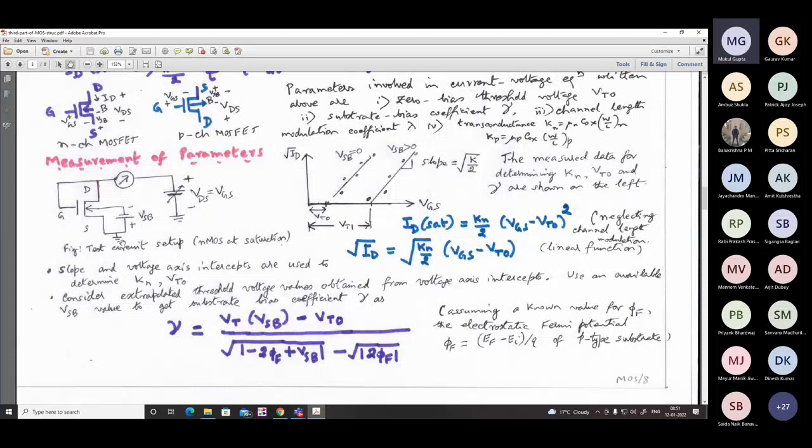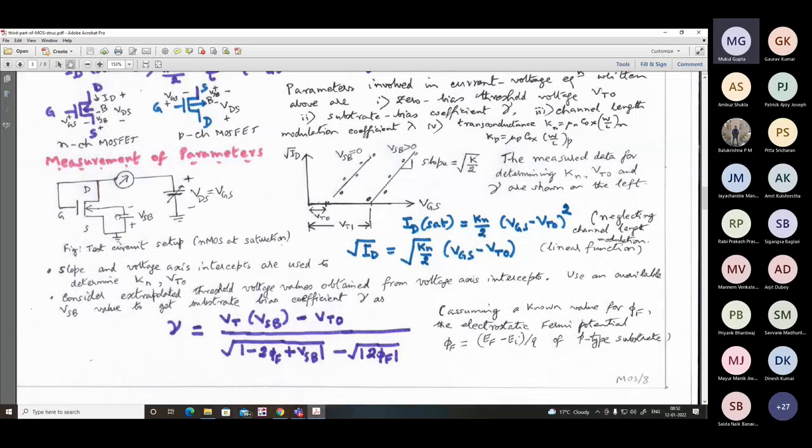The body is always grounded, but the ground should not be here. The ground should be here. I'm sorry for that. I think all of you have noted that you have got a variable potential source. Normally, the body is connected to ground, but here I am showing the source to be grounded. That is mistaken also.